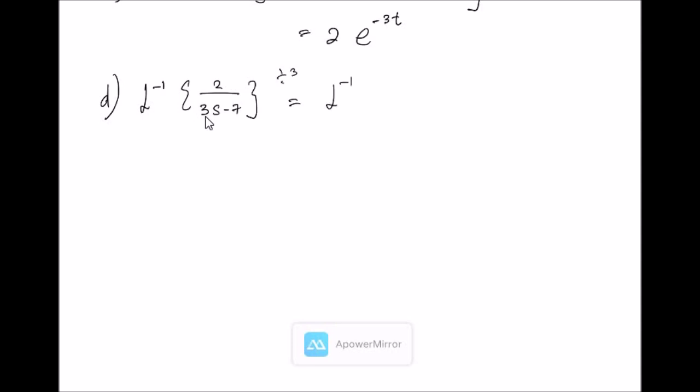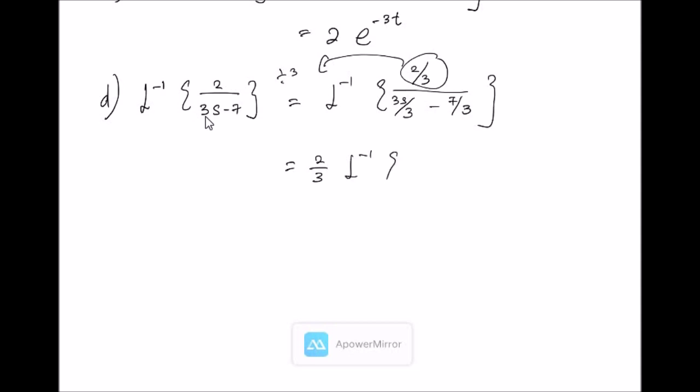So inverse Laplace transform, 2 divided by 3, and 3s also divided by 3, and 7 also divided by 3. So this 2 over 3, I can take it out as a constant. Then I left s minus 7 over 3. So again, this part I can change to exponential. So 2 over 3 exponential of 7 over 3 t. Okay.